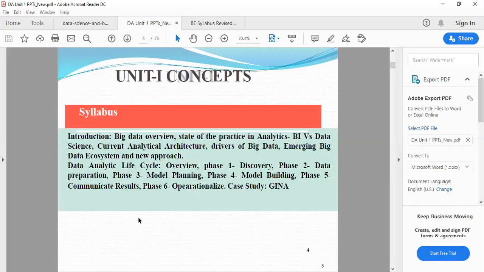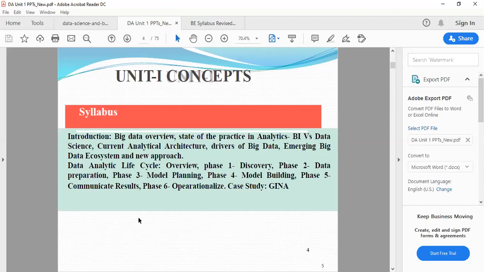First point is Introduction, in which we will see the big data overview. Second point is State of the Practice in Analytics, in which we will see business intelligence versus data science. Third point is current analytical architecture. Fourth point is drivers of big data. Fifth point is emerging big data ecosystem and new approach.